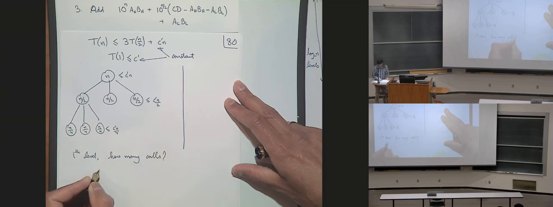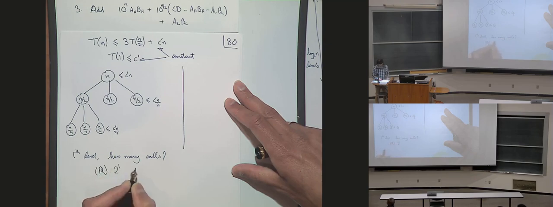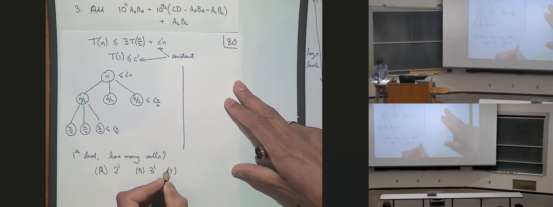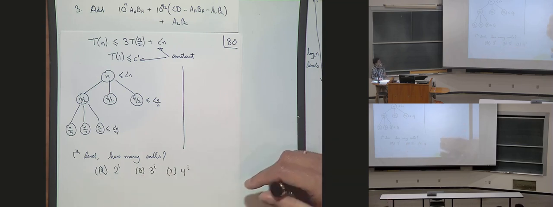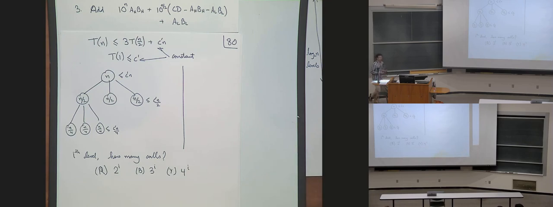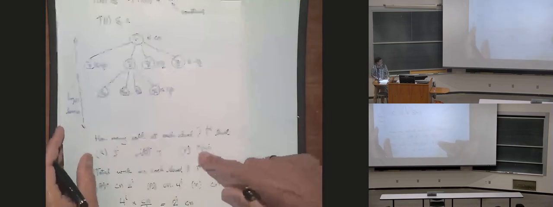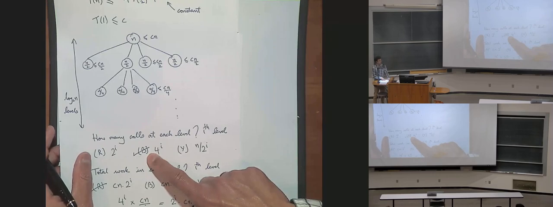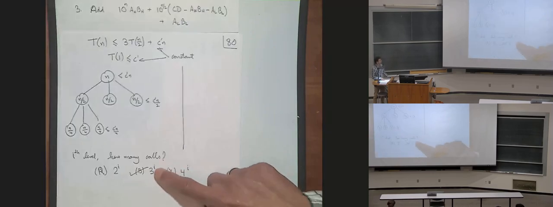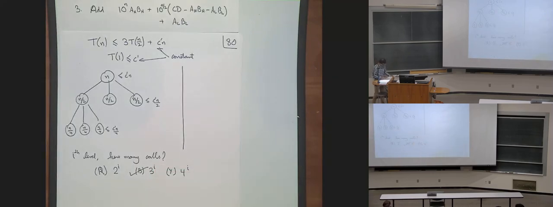how many calls? Is it 2 to the I, 3 to the I, or 4 to the I? It's probably relatively easy to see. It's 3 to the I. So in this case, it was 4 to the I. And now it's become 3 to the I. So that is your savings.